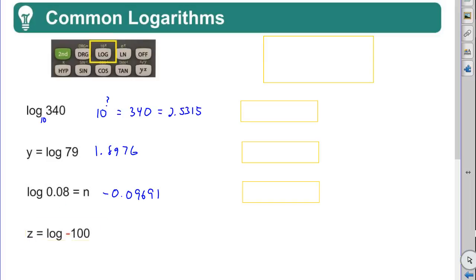Okay, this one, z equals log negative 100. Let me change the form and I'll show you what we got. This is 10 to the z power equals negative 100. This is impossible. Your calculator will tell you either a syntax error or a domain error. And the reason is there's no power you can raise 10 to end up being a negative quantity. It's impossible. There's no solution there. No solution.